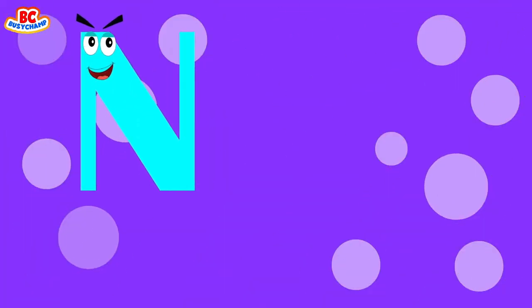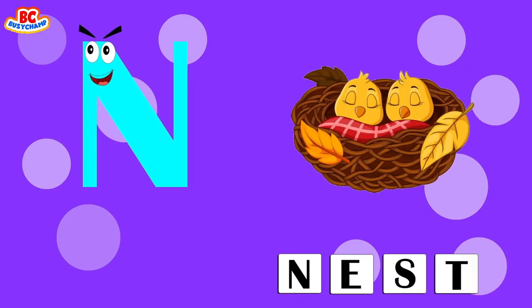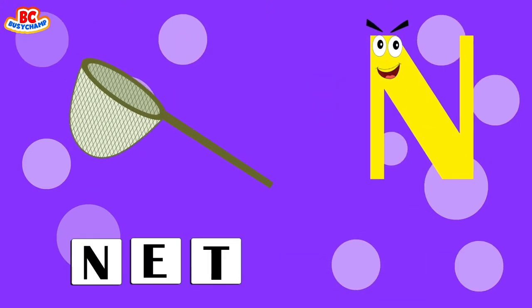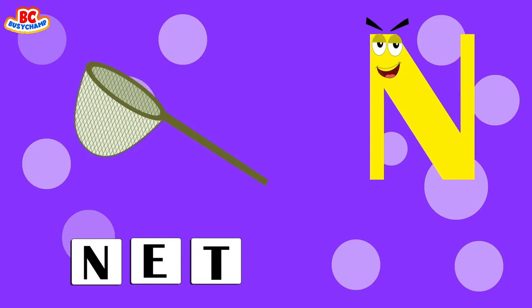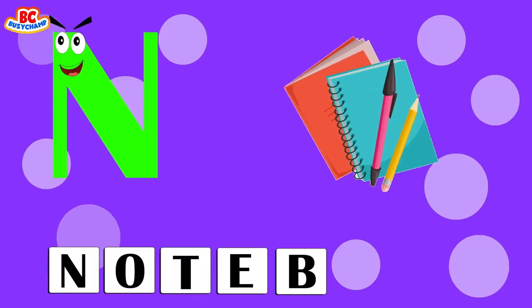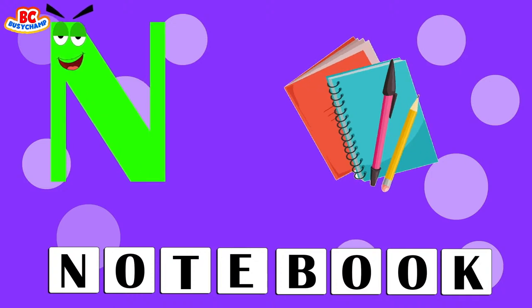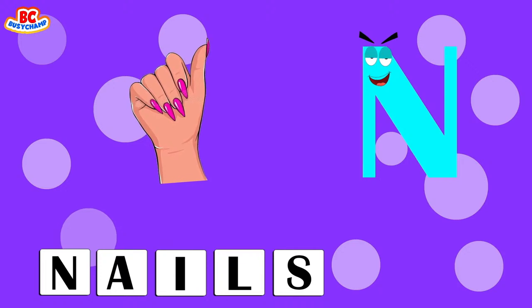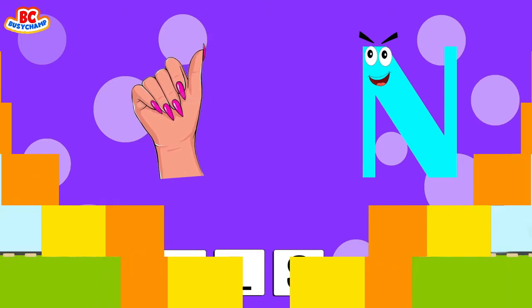N is for nest, na, na, nest. N is for net, na, na, net. N is for notebook, na, na, notebook. N is for nails, na, na, nails.